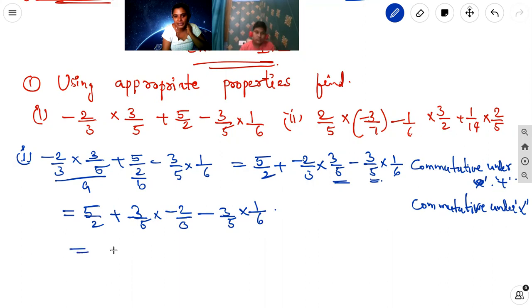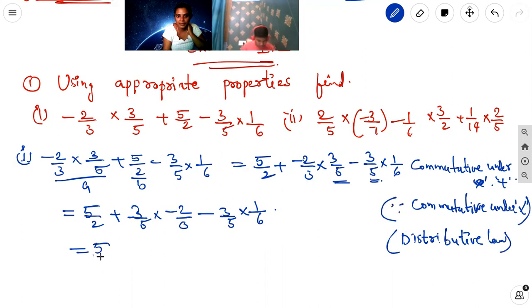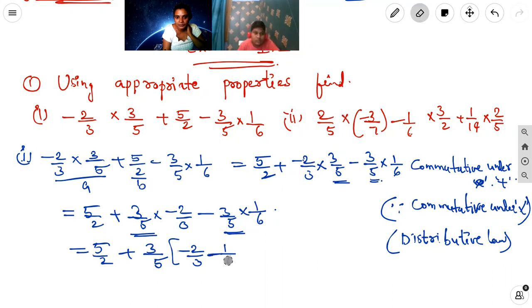Now by using the distributive law, the first term is as it is, 5 by 2 plus 3 by 5, and 3 by 5 is taken common, 3 by 5 into minus 2 by 3. Here 3 by 5 into minus 1 by 6. Both are minus only.